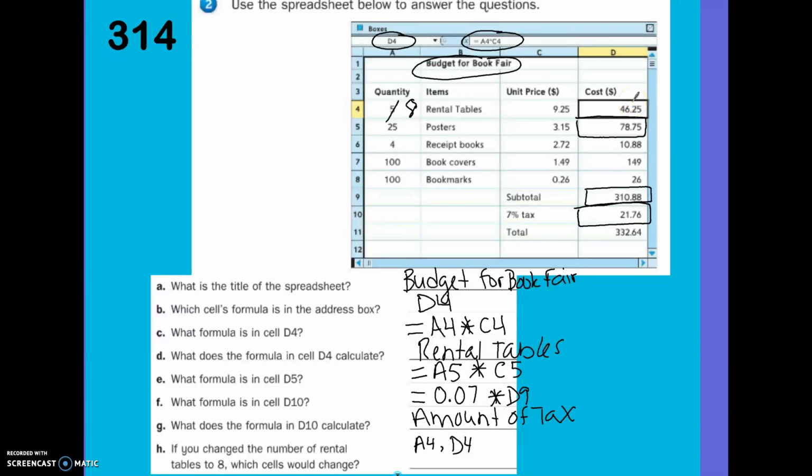And then the only other changes would be cell D9 for the total cost. D10, obviously my tax is going to change as well since my total cost is changing. And then my total cost in D11 with everything taken into consideration with my subtotal and my tax and then my total after tax. So this last question just has us list out all the cell names of the cells that would be affected by that change that we made.